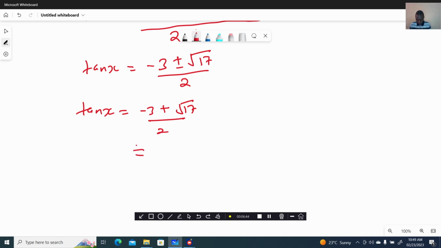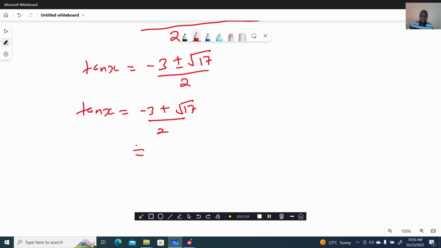Let me use my calculator here. It should be in degree mode for this case, because of the domain of x that you are given. So I can do negative 3. You open the bracket, negative 3 plus the square root of 17. Then you close the bracket, answer over 2.